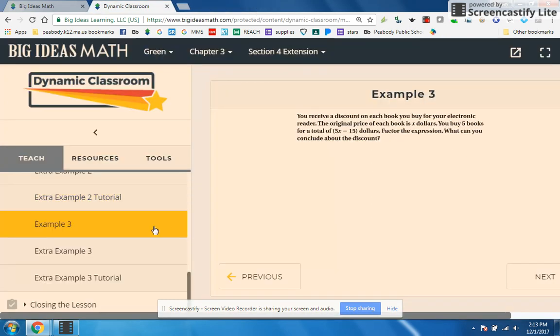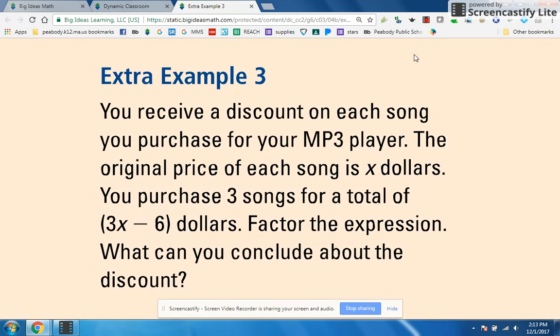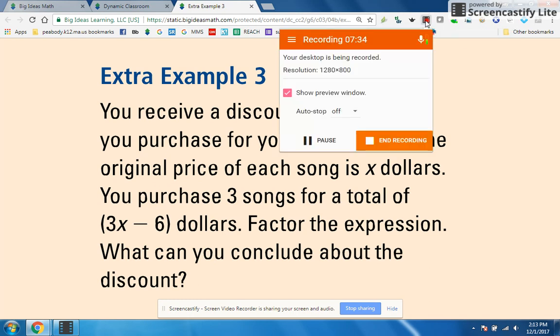Okay? So let me give you one to see if you can try. This is going to be your last one. It says you receive a discount on each song you purchase for your MP3 player. The original price of each song is X dollars. You purchased 3 songs for a total of 3x minus $6. Factor the expression, so find the GCF, put it on the outside of the parentheses, fill in the inside. What can you conclude about the discount? So try this just like the one that I did. This is the last one that you're going to do.